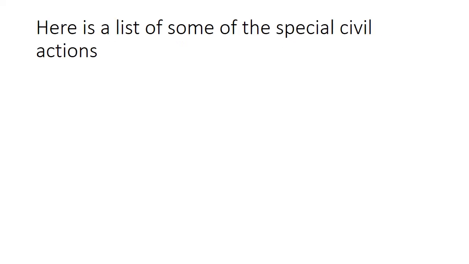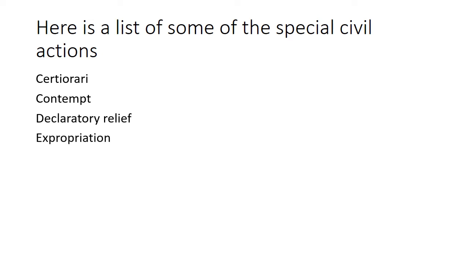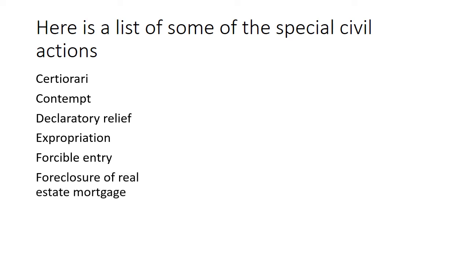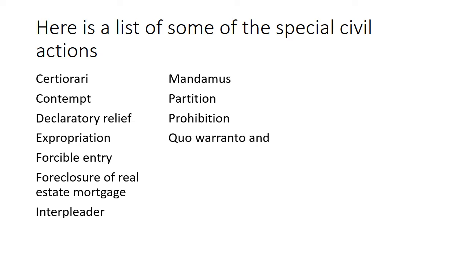Here is a list of some of the special civil actions. We have petition for certiorari, petition for contempt, petition for declaratory relief, petition for expropriation, action for forcible entry, petition for the foreclosure of a real estate mortgage, interpleader, petition for mandamus, partition, prohibition, petition for quo warranto, and action for unlawful detainer.